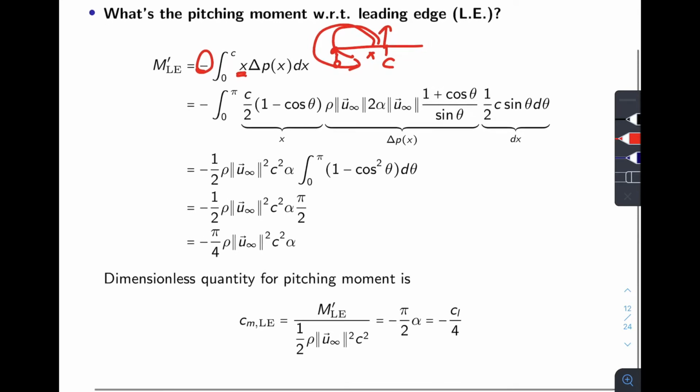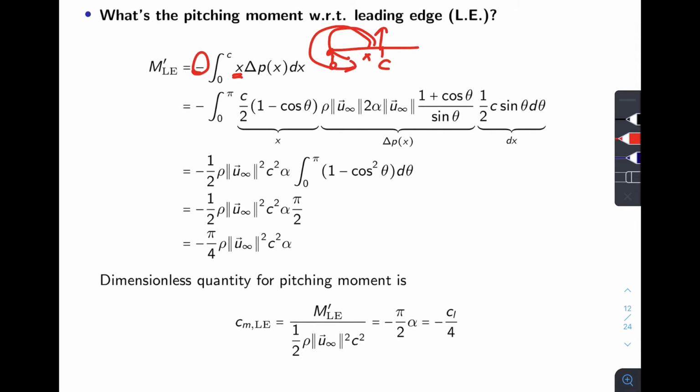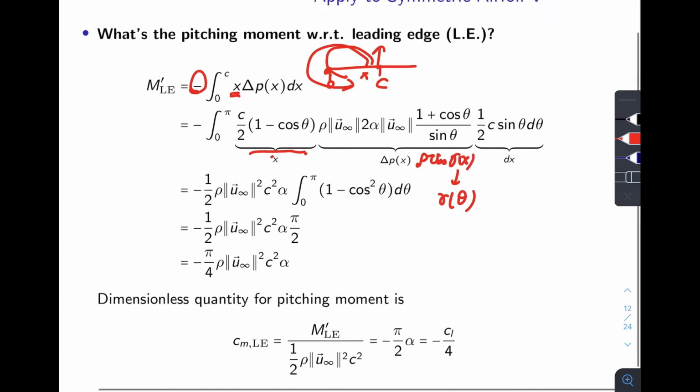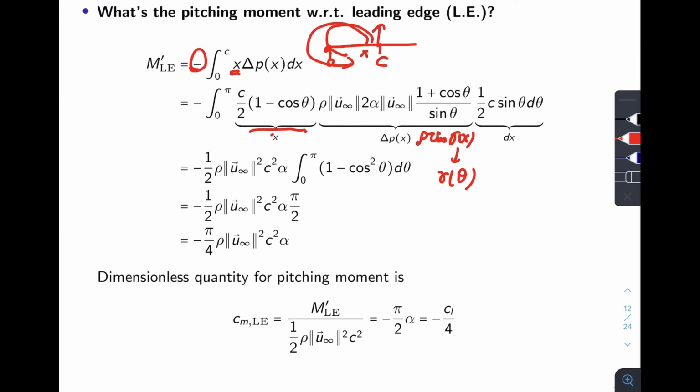Now, in terms of computing the integrations, we were just converting everything into theta space. The x can be converted into theta space by using this formula expression here, and the delta p is rho u infinity times the gamma x, and for gamma x there's an expression for gamma theta, so we just use it directly here, and the dx you can rewrite in terms of d theta. Okay, so for this long expression, I just rearranged everything, and we end up with this integral, which basically tells us the answer is pi over 2, and this is the final result. It looks like minus pi over 4 times rho times u infinity squared times c squared times alpha. So this is the moment.